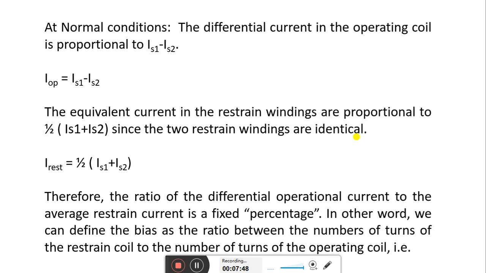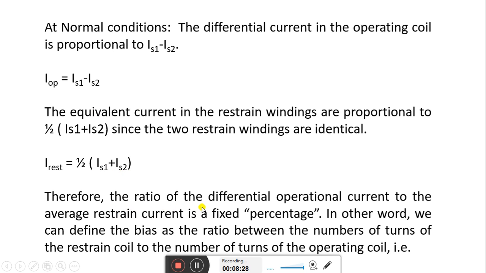That's why the equivalent current in the restraining windings is also proportional to half of IS1 plus IS2, because both IS1 and IS2 are flowing through the restraining coil. So we can write here that the current flowing in the restraining coil, that is I restraining, is equal to half of IS1 plus IS2. So this is how we have defined the two currents, one flowing in the operating coil and another flowing in the restraining coil.